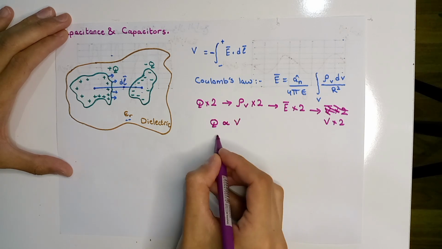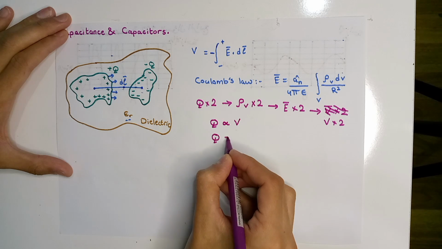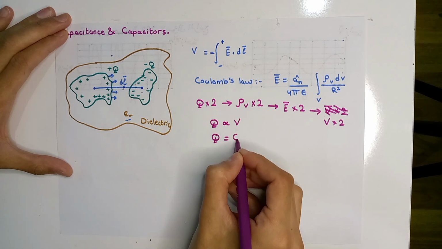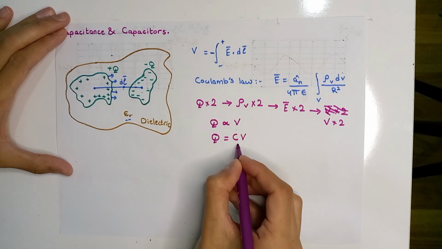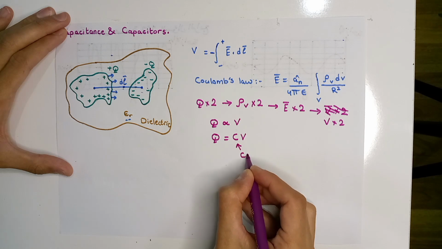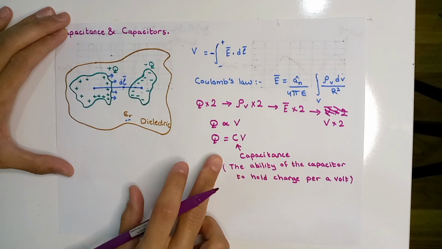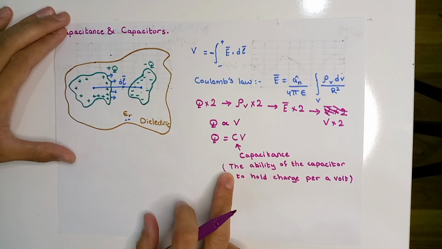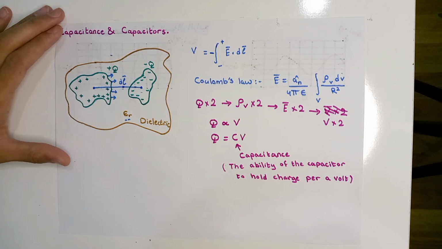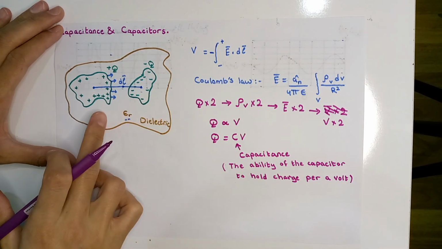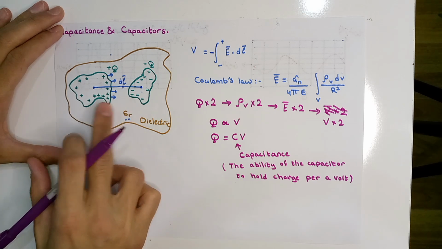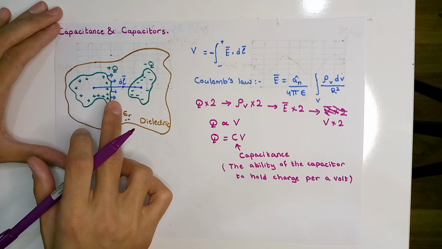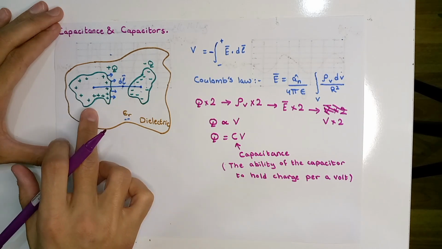Okay, and we can determine this by this simple equation: Q equals C times V, where C is the proportionality constant. Okay, this proportionality constant is known as the capacitance, and the capacitance is the ability of the capacitor to hold charge per volt, and this is a capacitor. Okay, it's simply a system of two conductors. Each one of them holds the same charge upon it.